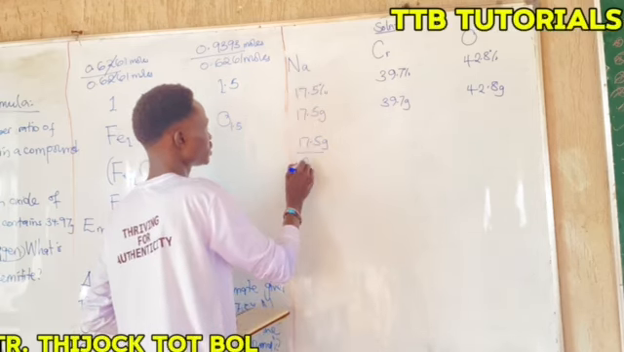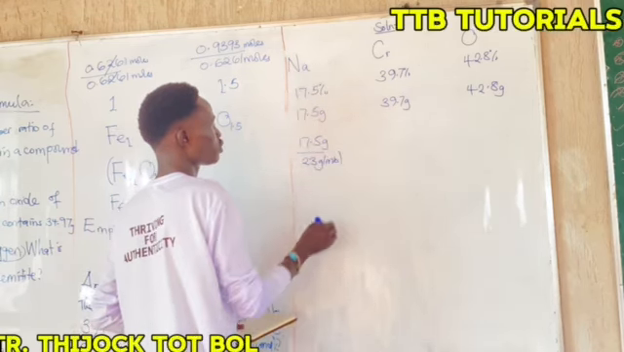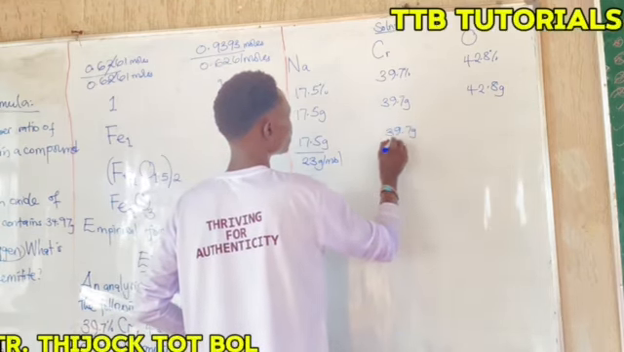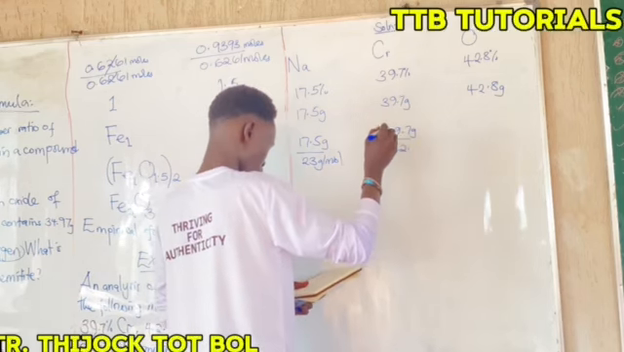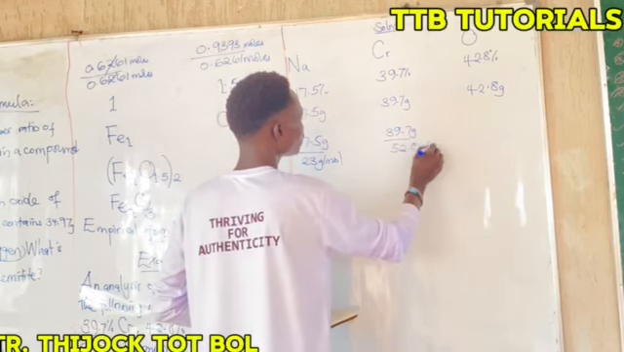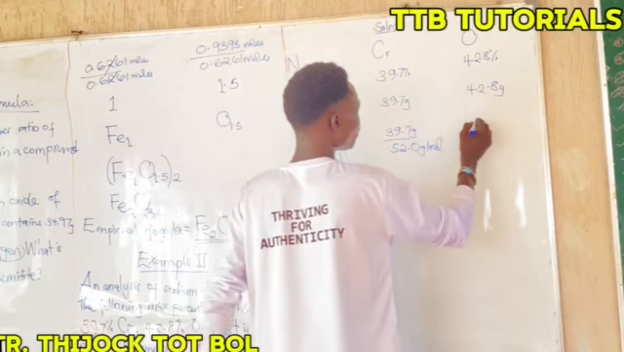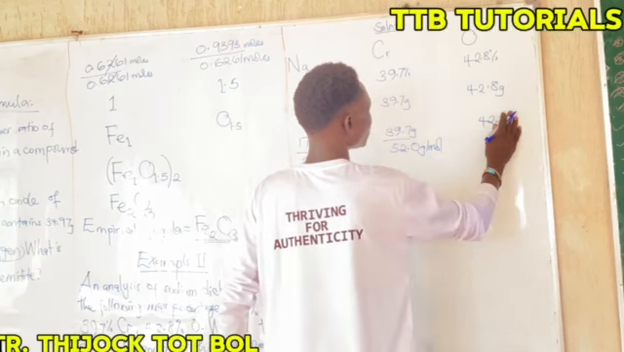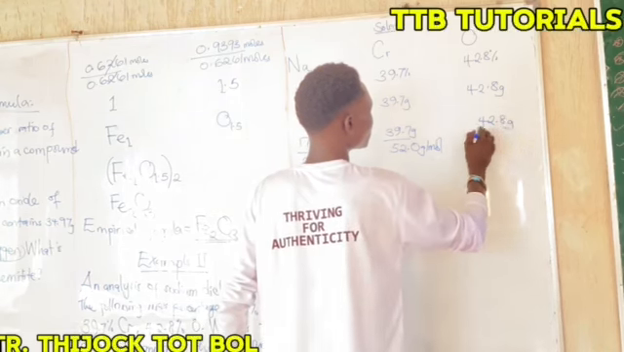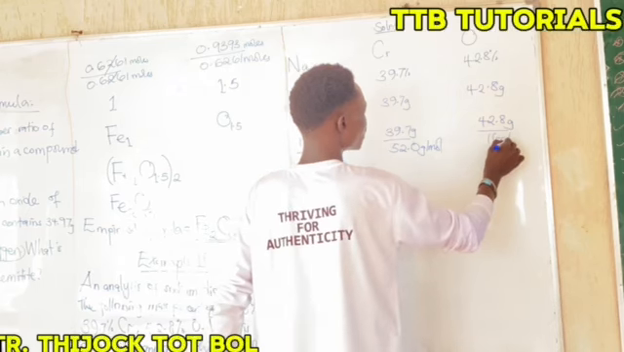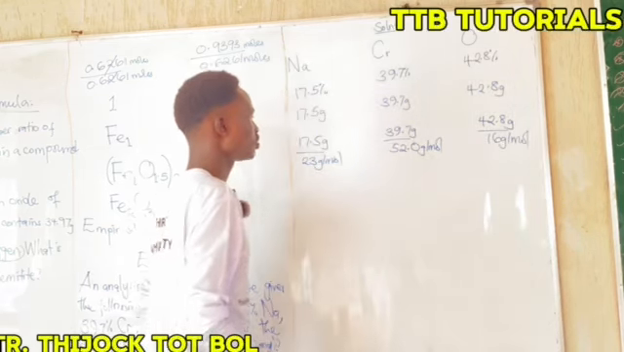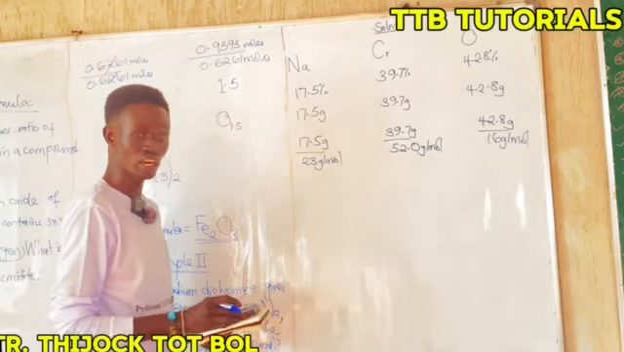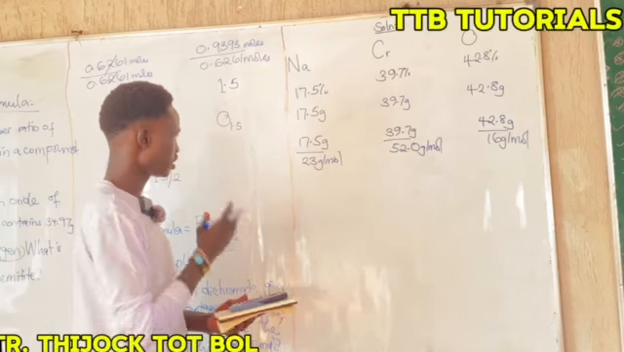This one is 17.5 grams. The molar mass of this is 23 grams per mole. Then also here it is 39.7 grams out of 52 grams per mole. Then also oxygen here we have 42.8 grams, then also we have here 16 grams per mole. So after getting this, now you can get the moles for this. So you can use your calculator and we get the moles.